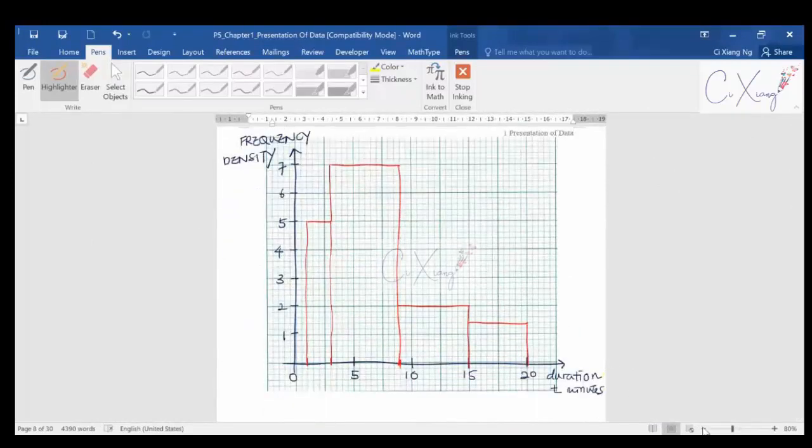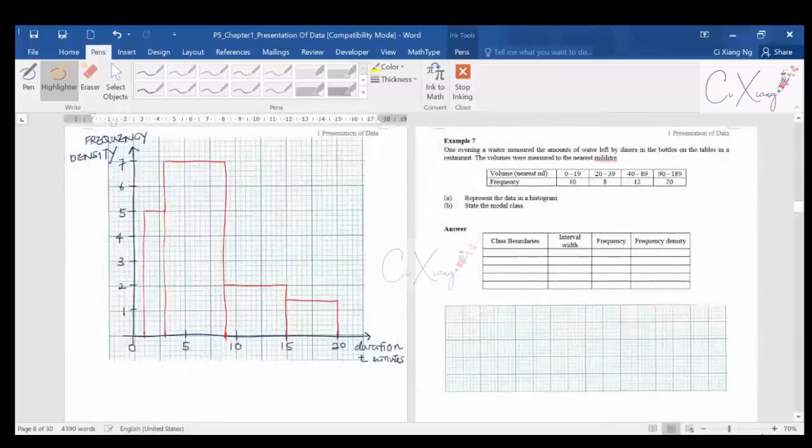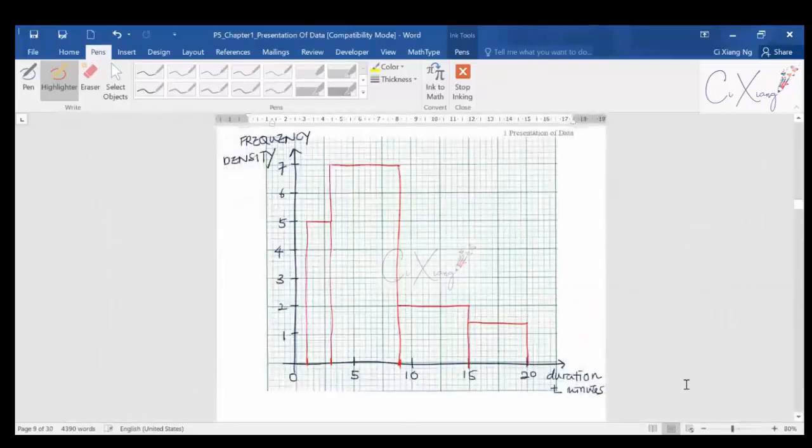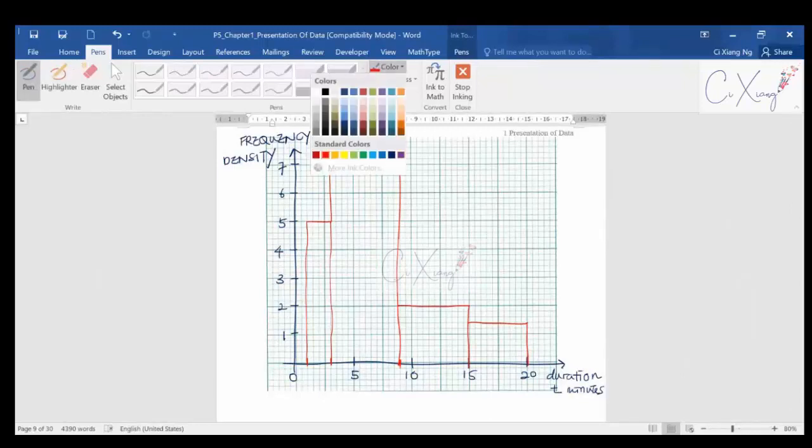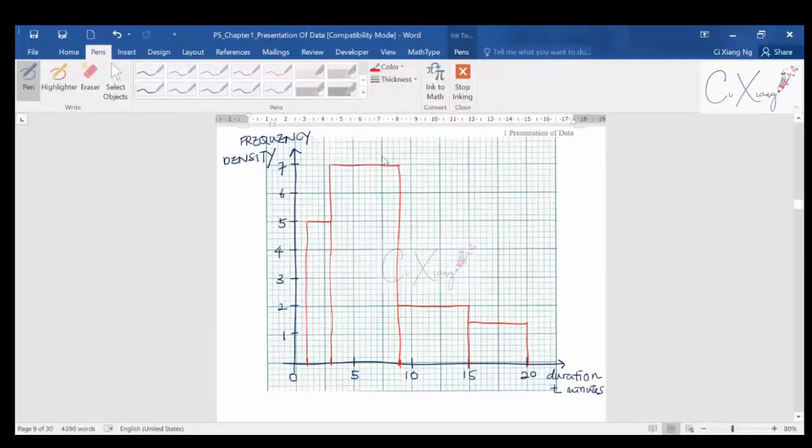How can I use my own graph to estimate the value from 5 to 13? Okay, sorry. I think I have to do it like this. 5 to 13. Where is 5? 5 is here, right? So this is 5. Where is 13? This is 10, 11, 12, 13. 13 is here.